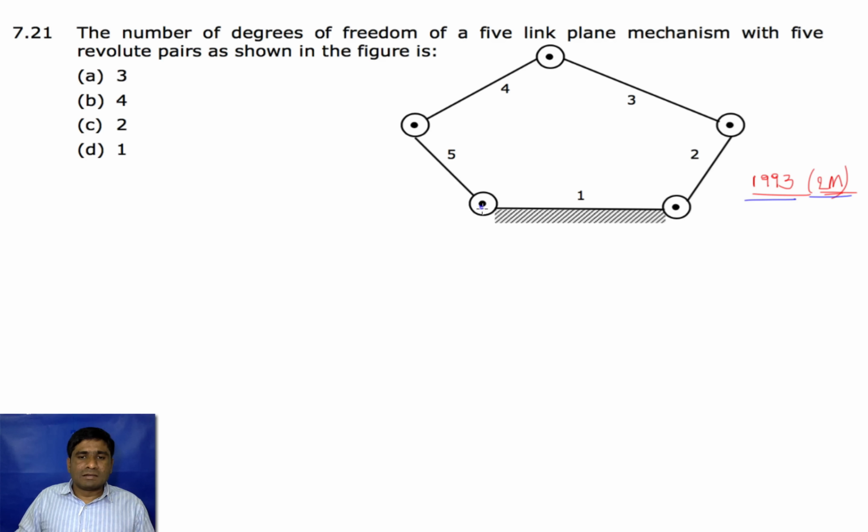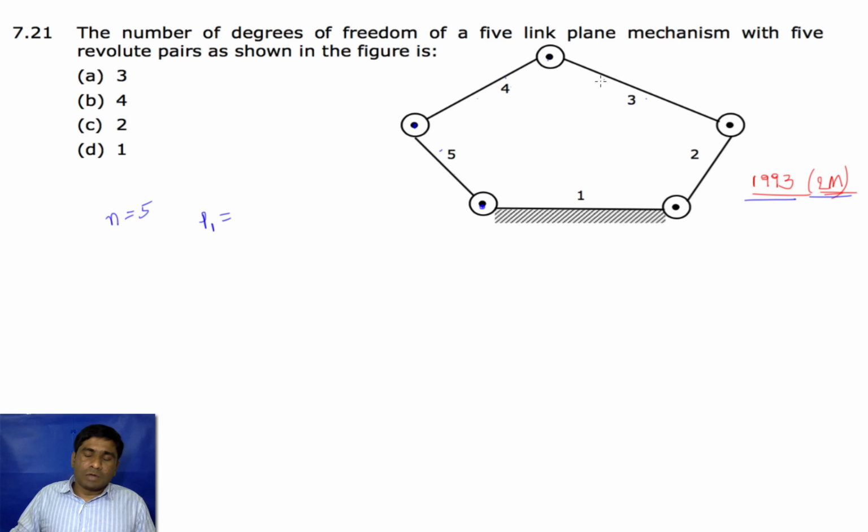So again, this is a 5 bar mechanism connected with revolute joints. So again, this is a straightforward degree of freedom. Here n equal to 5, and what is the P? P is the number of pairs having single degree of freedom. So between 1 and 5 we have only 1 degree of freedom. So 1 and 5 constitute a pair, and the degree of freedom that pair possesses is only 1. And between 5 and 4 again 1, and between 4 and 3 again 1 degree of freedom, and between 3 and 2 again 1 degree of freedom, and between 1 and 2 again 1.